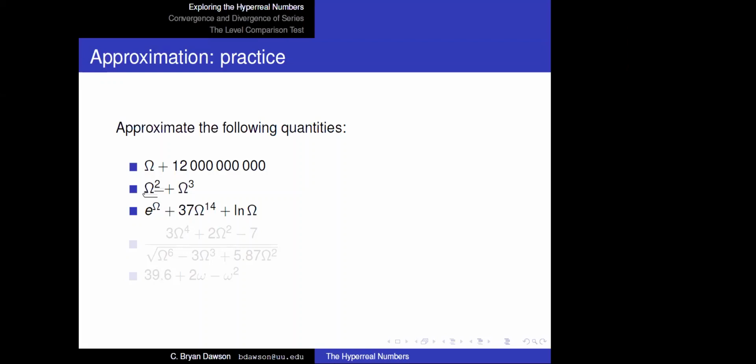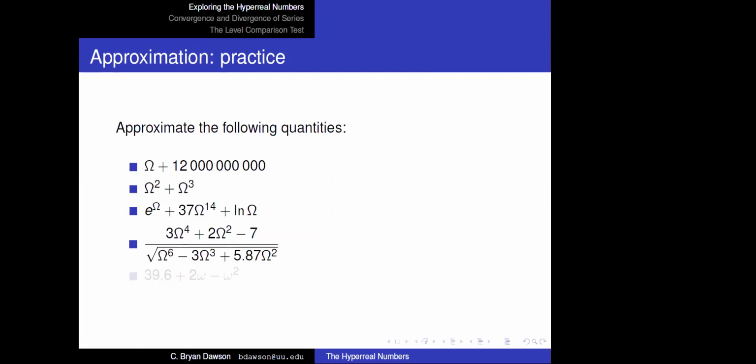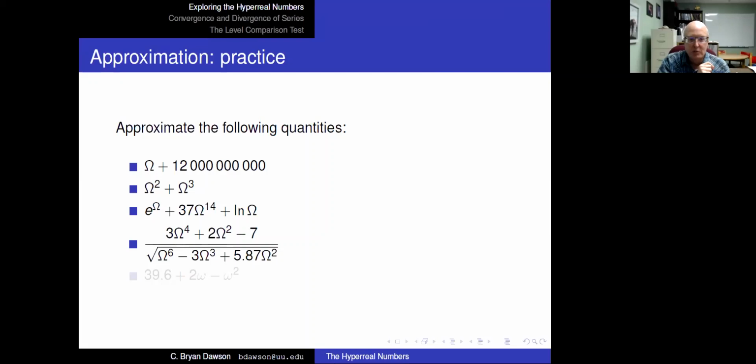E to the omega. And that's correct, because those exponentials were on higher levels than the powers of omega. And we could even do fractions like this one. Does anyone want to take a stab at that one? Omega. Okay, I heard two people at the same time there, I think.